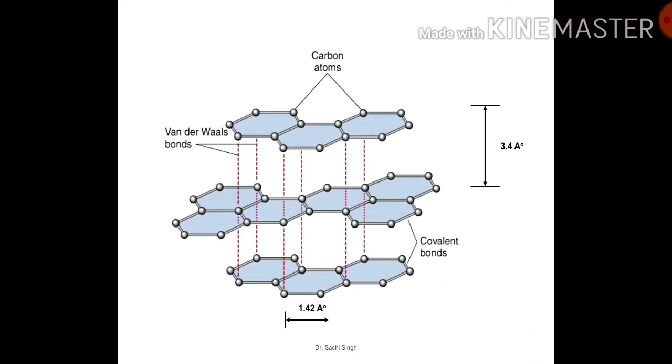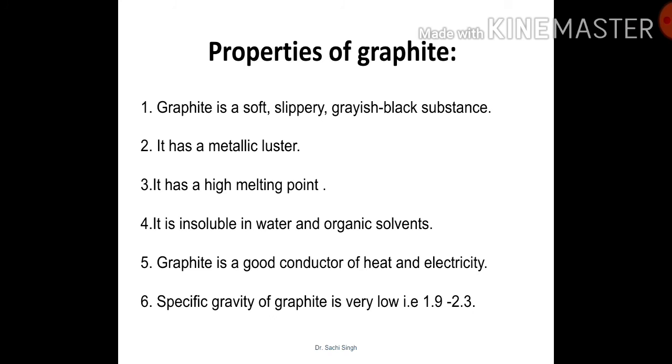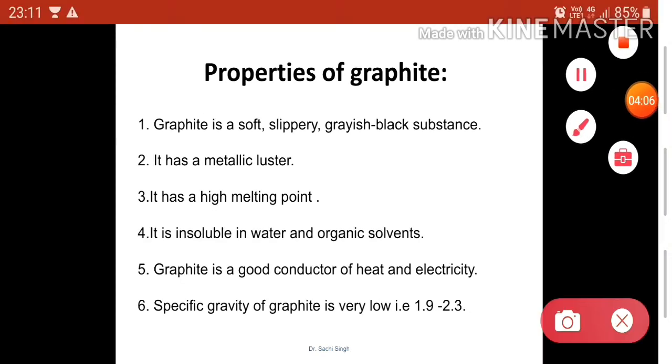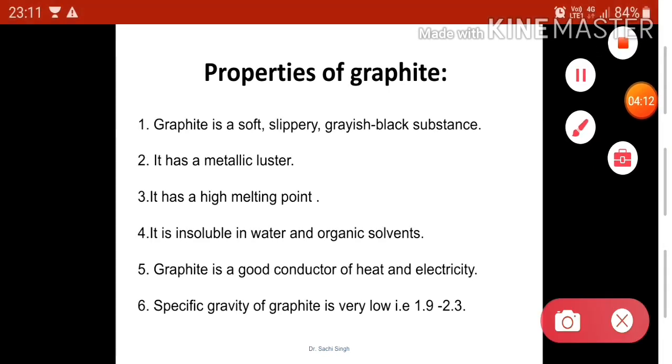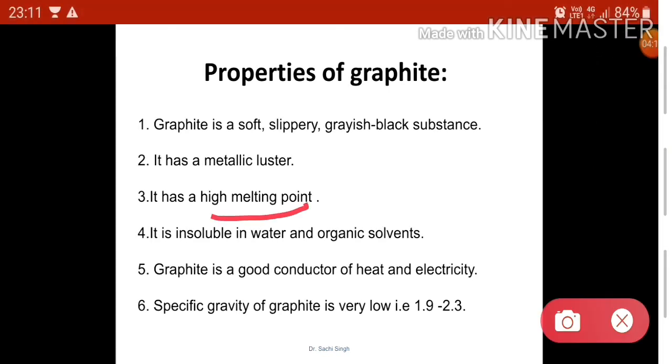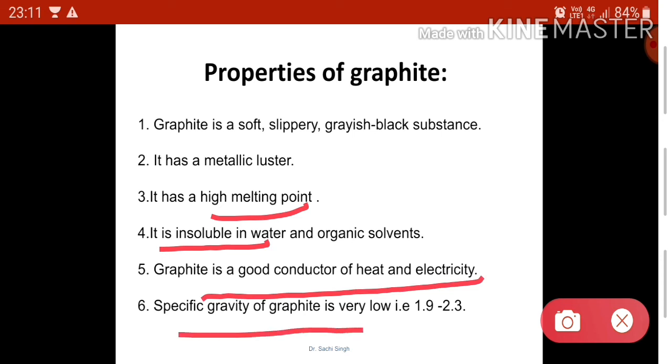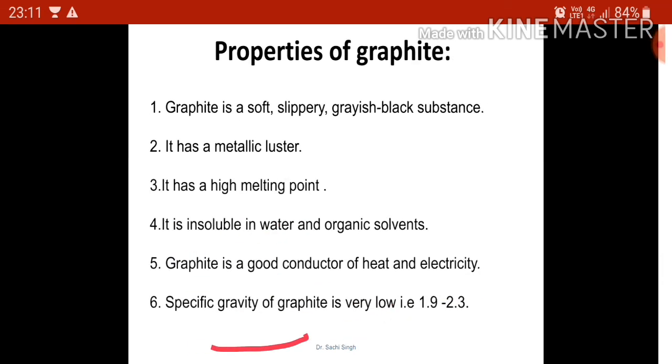Okay. Now the properties of graphite. Graphite is a soft, slippery and grayish black substance. It shows metallic luster, and it has a high melting point. It is already explained why. It is mainly insoluble in organic solvents and water. Graphite is a good conductor of heat and electricity, and the specific gravity of graphite is very low.